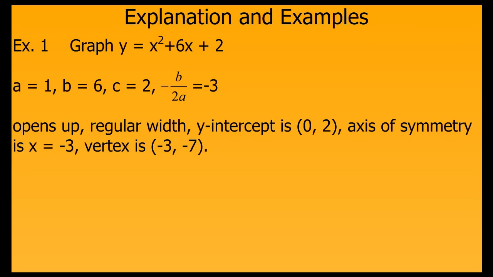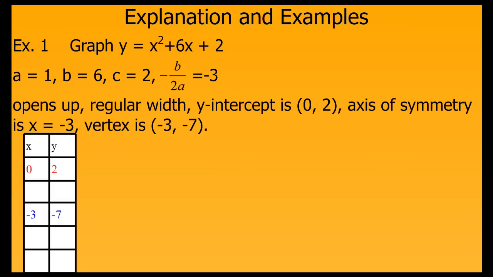Which means before we even start graphing, we already know that it's going to open up, have a regular width, have a y-intercept of (0, 2), an axis of symmetry of x equals negative 3, and the vertex will be at (negative 3, negative 7). We know the vertex has an x-coordinate of negative 3, then we fill that in for x, and we get a y value of negative 7. So we start our table of values with the 2 points we already know. We know our y-intercept is (0, 2), and our vertex is (negative 3, negative 7).